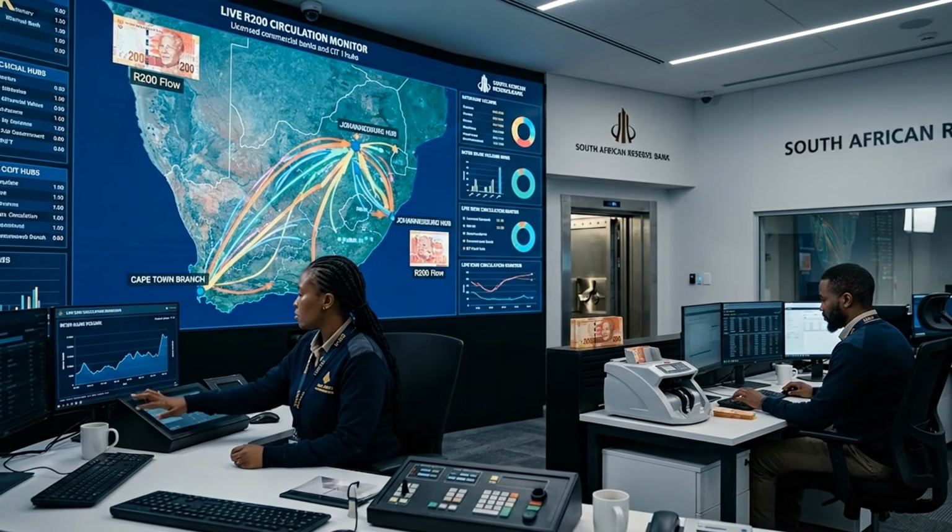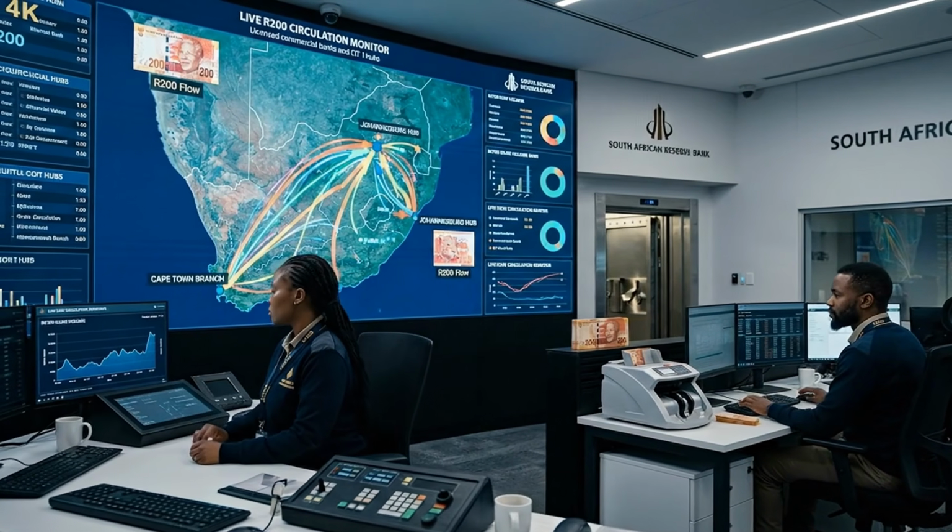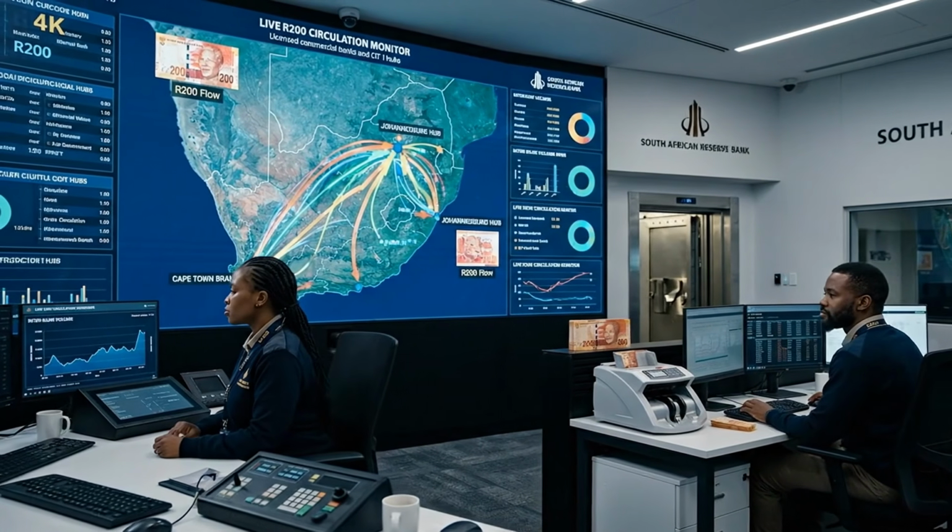The flow models are holding steady. See the uptick in liquidity? Confirmed. We are maintaining stable distribution across all hubs.